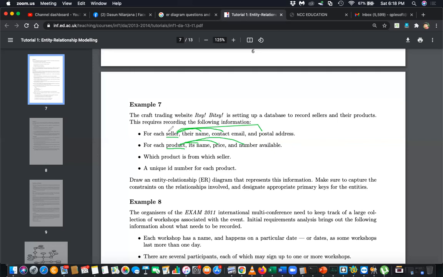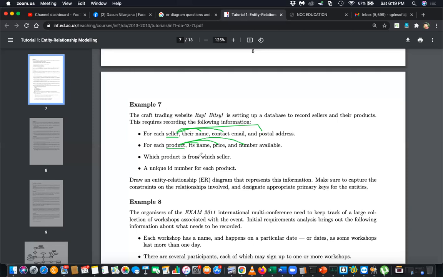The relationship is always between entities. So the seller and product relationship: which product is from which seller? Seller sells products. On the other hand, a product is sold by a seller. So how many sellers can sell a single product? One product.